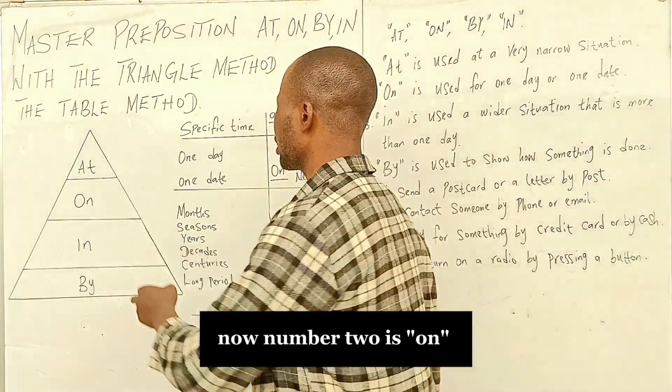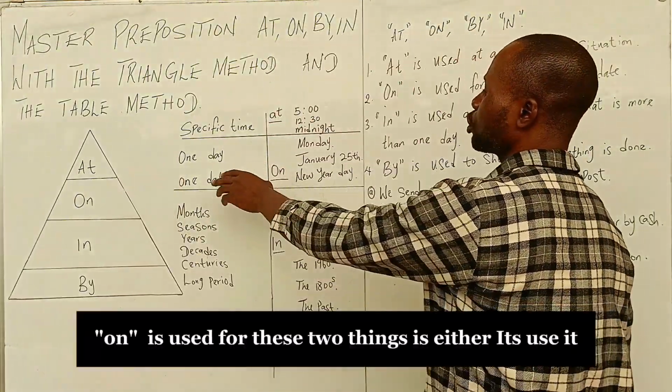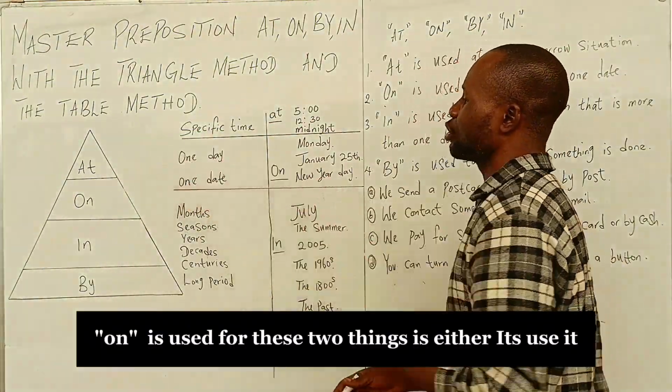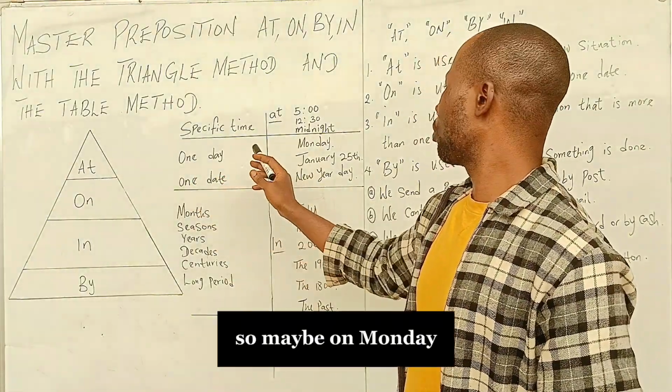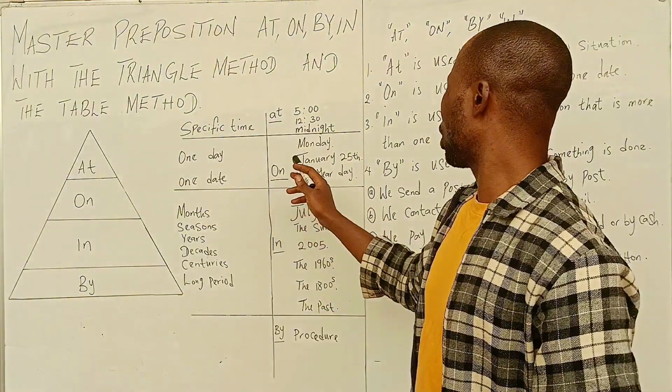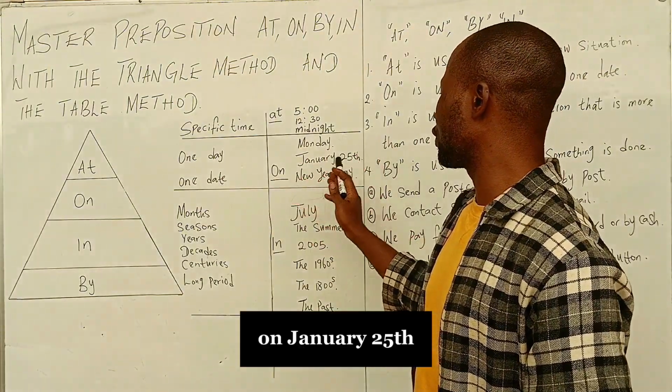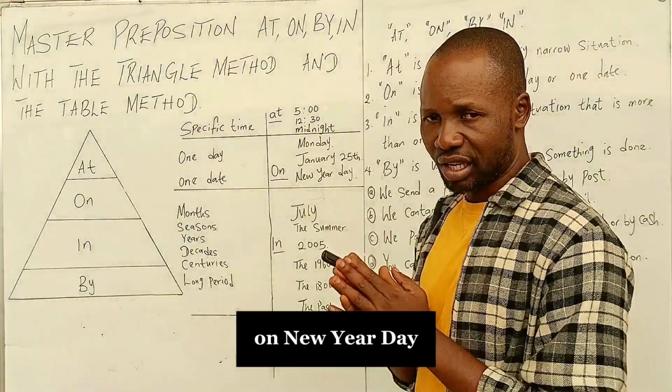Now, number 2 is on. On is used for these two things. It's either used with one day or one date. So maybe on Monday, on January 25th, on New Year Day.